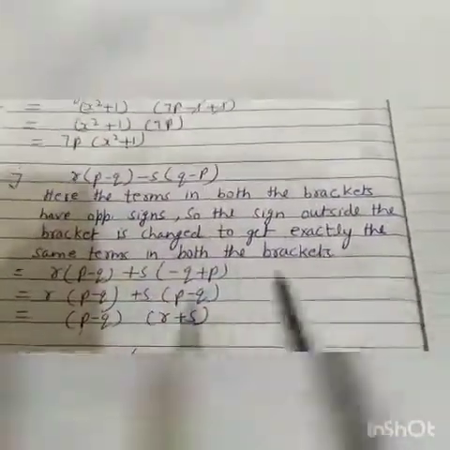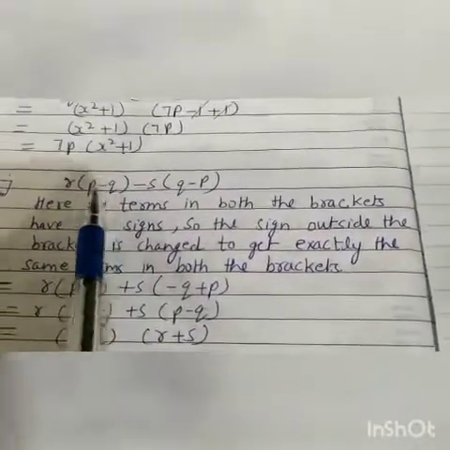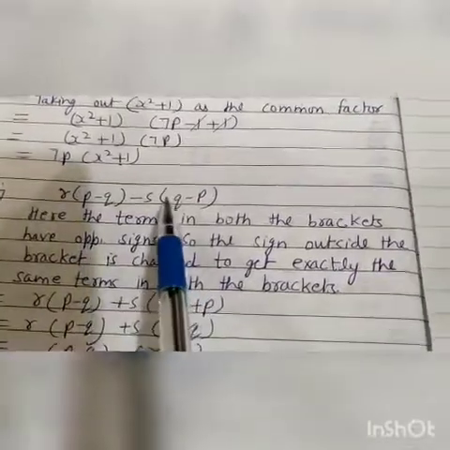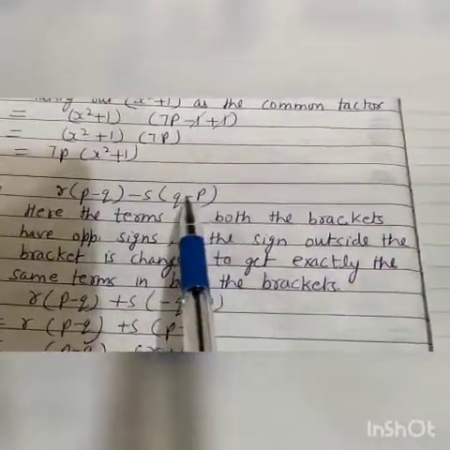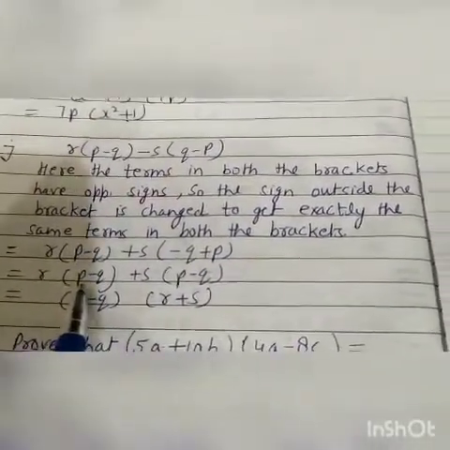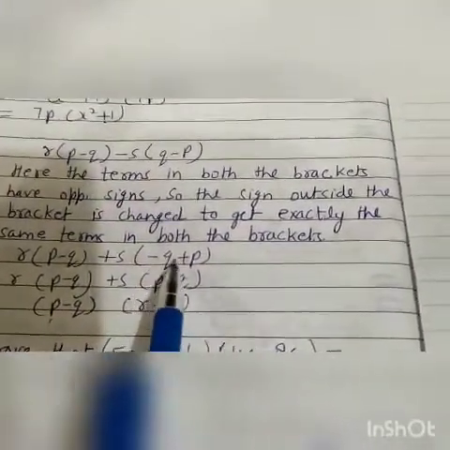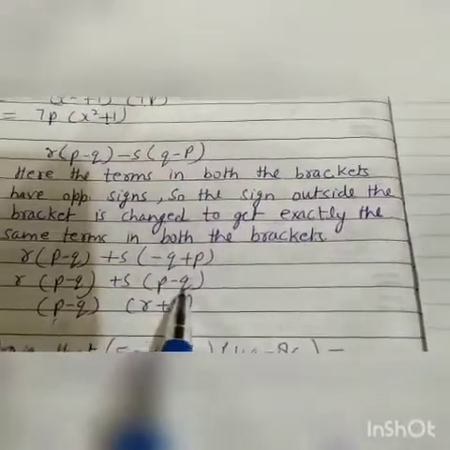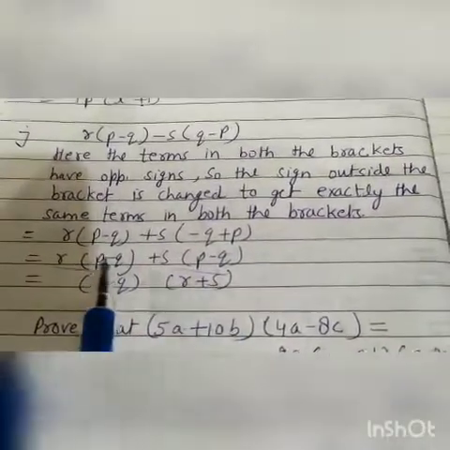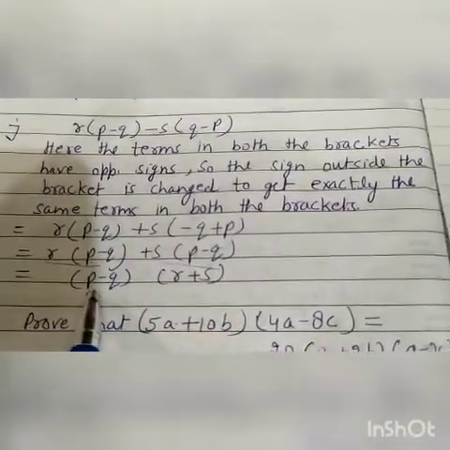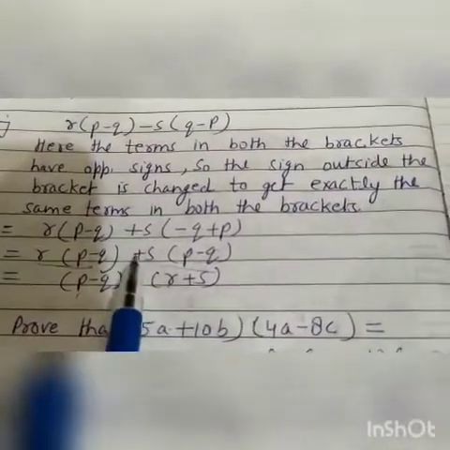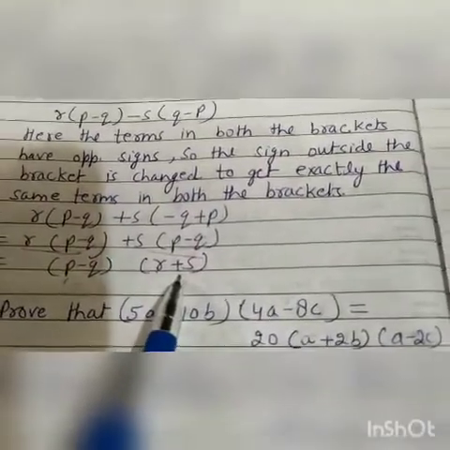So what will be written? This will be written r into p minus q. This minus s will become plus s. Then this plus q will become minus q, and minus p will become plus p. So r times p minus q plus s. Now we can write this minus q plus p as p minus q. Now this is the first term and this is the second term. So p minus q is again common. Then from the first term, r is left, and from the second term, plus s is left. Is it clear?